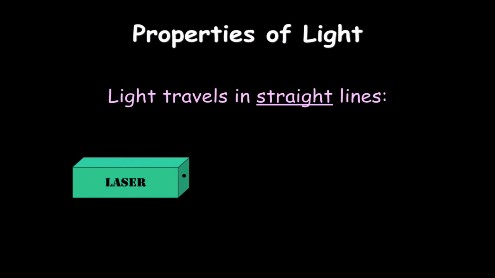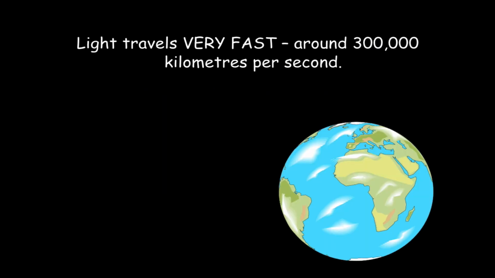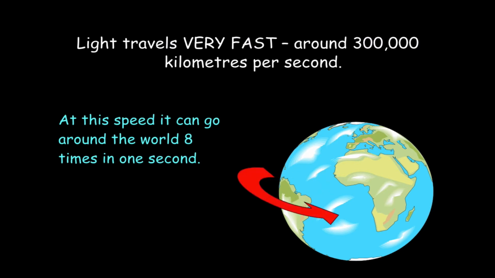So let's talk about light. Light travels in a straight line. A laser is a very concentrated, powerful source of light. Light is very fast. It goes 300,000 kilometers in 1 second. So what does that mean? That means at this speed, it can go around the world 8 times. Imagine how long it would take you to walk around the world. Light can go around the world 8 times in a single second.